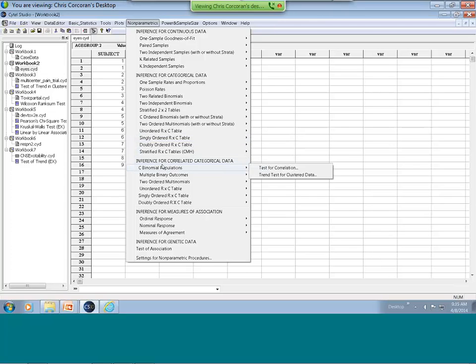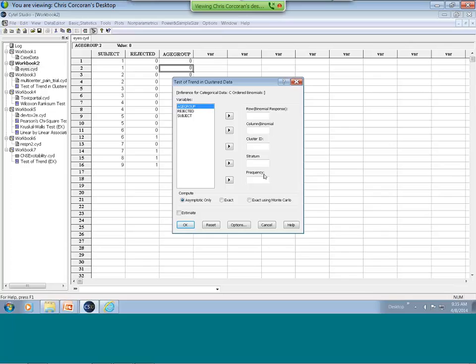You can see that all of the correlated data tests now are under this heading, Inference for Correlated Categorical Data. Here we have 2 binomial populations. In other words, we have two groups of children, one who are younger than 3, one older than 3. And so we want to compare these 2 age groups. And so we're basically doing a trend test, but with only 2 groups. So rejected, that's the response. Age group, that's the explanatory factor here. And then the cluster ID is subject, which identifies the child.